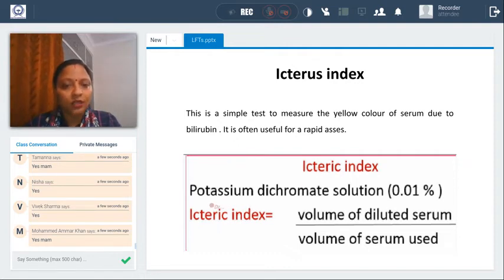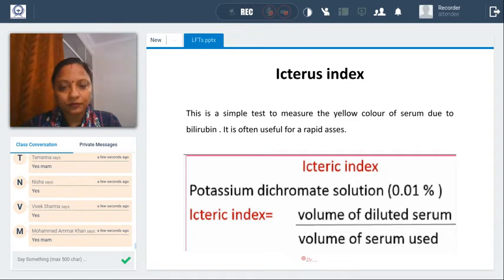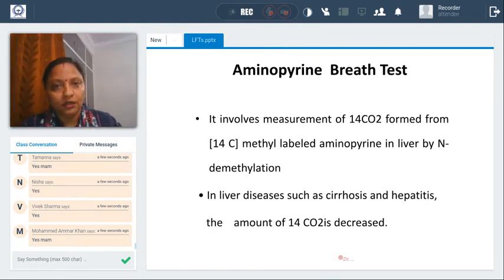So this is the formula: potassium dichromate solution. It is the formula for icterus index, volume of diluted serum and volume of serum used. It is important in neonatal jaundice or physiological jaundice. It is obsolete. Now this test is not performed as much. Obsolete test.